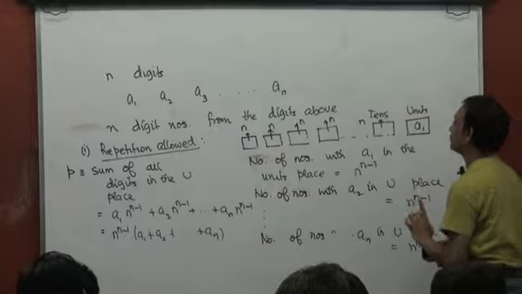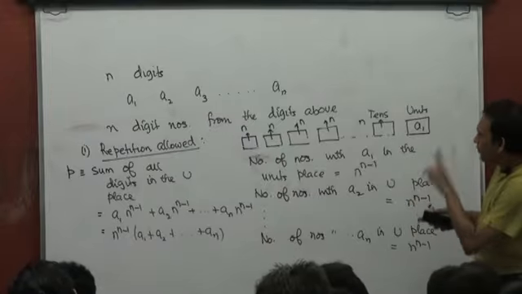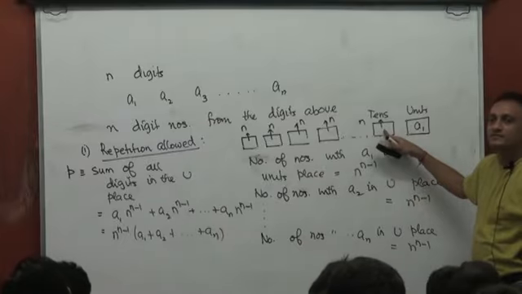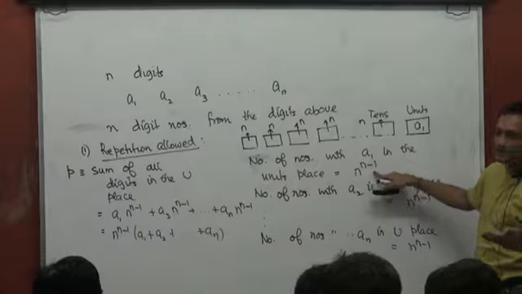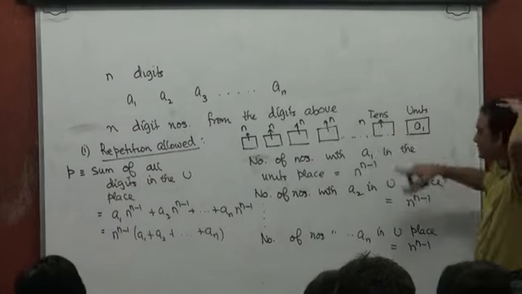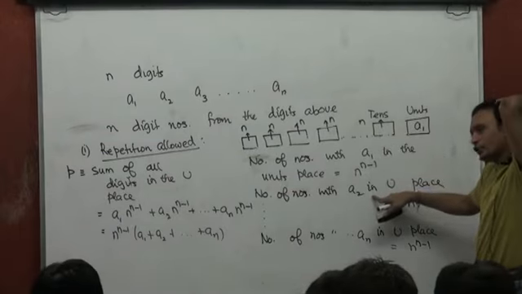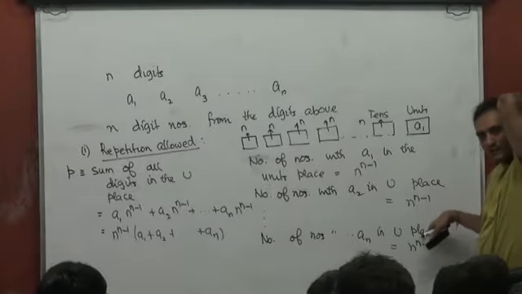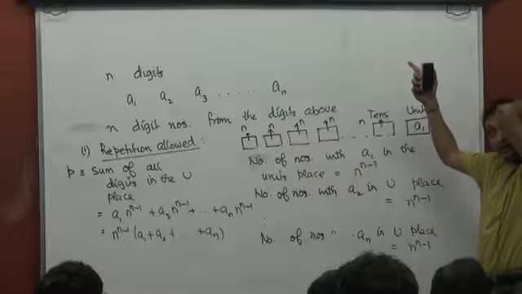Okay, now how many numbers with A1 in the tens place will exist? N to the power n minus 1. You fix A1 in the tens place, you will have n to the power n minus 1. How many with A2 in the tens place? N to the power n minus 1. An in the tens place, n to the power n minus 1.